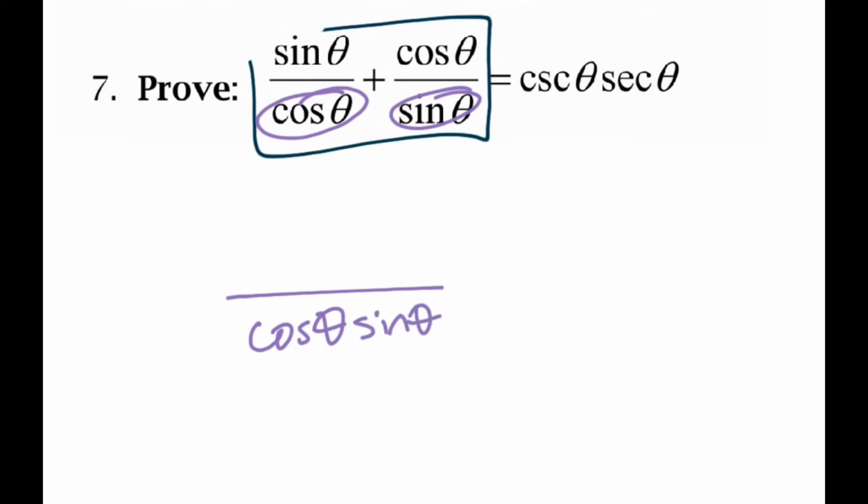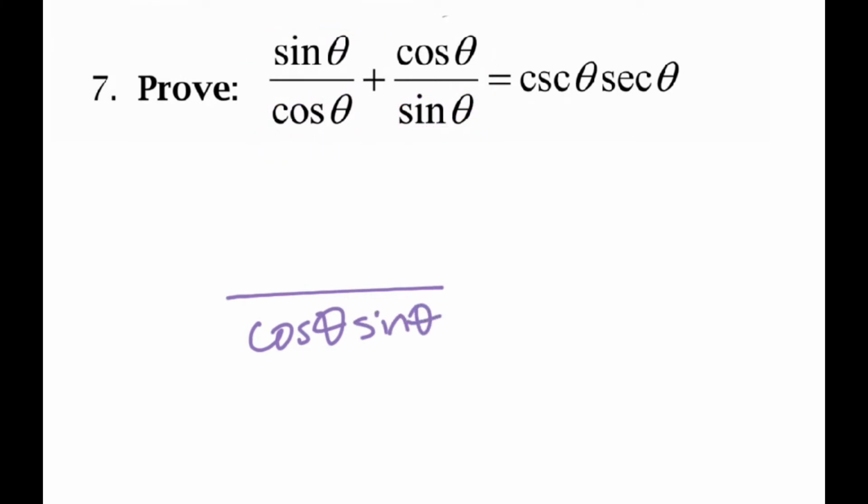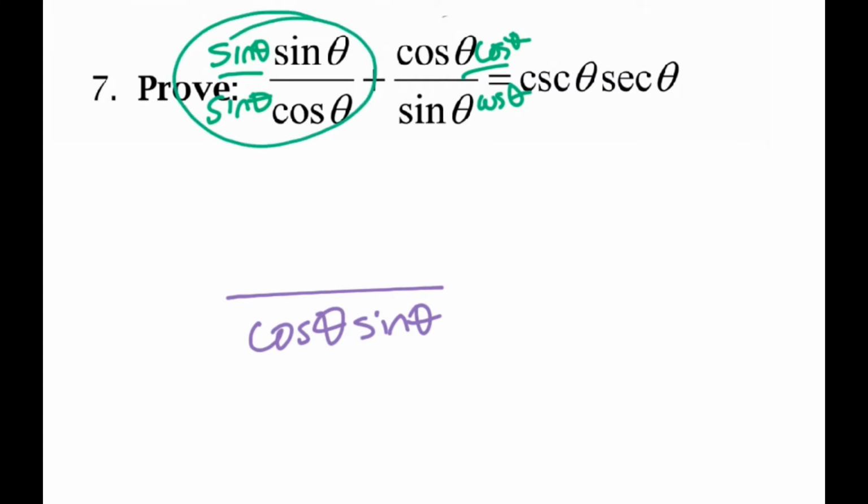So to get that, I'm going to multiply by 1. I'm going to have to multiply this one by sine theta over sine theta, and I'm going to have to multiply this one by cosine theta over cosine theta. So what this one turns into is sine squared theta over sine cosine, and then this next one is cosine squared theta.